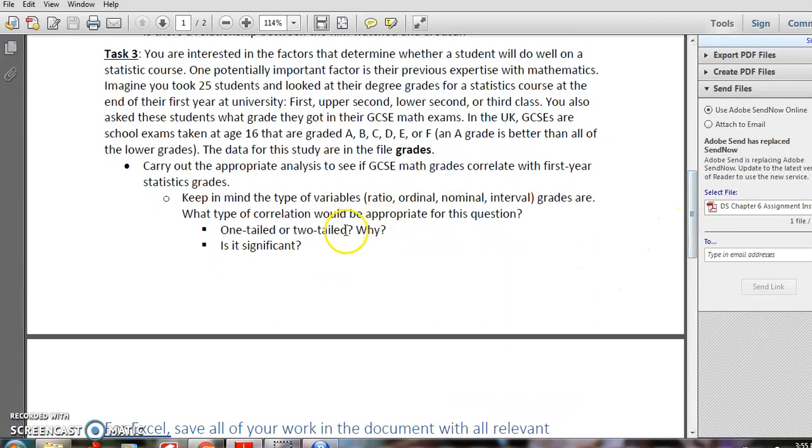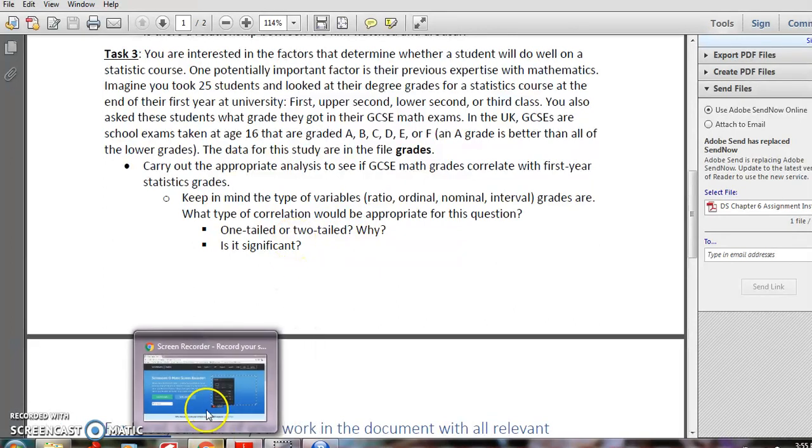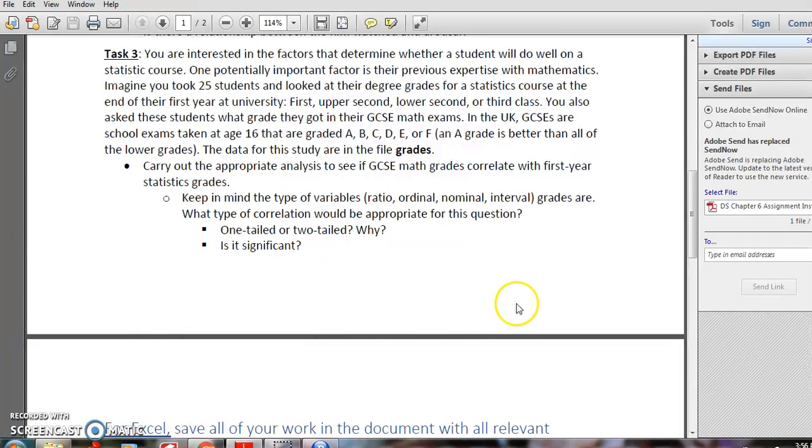Oh, wait, no, it's not. We also have to decide one or two-tailed. Given the information that we have, we're looking to see if there's a relationship between math grades and first year statistics grades.